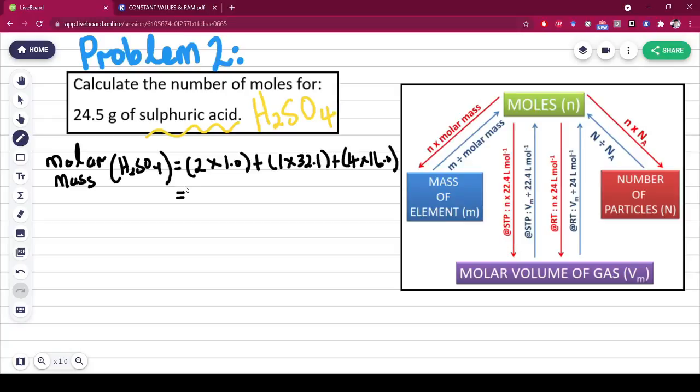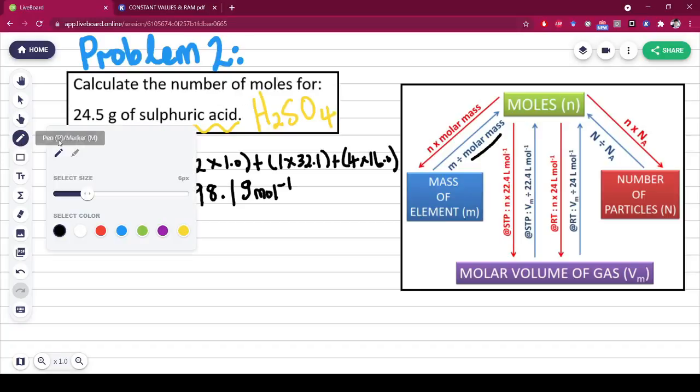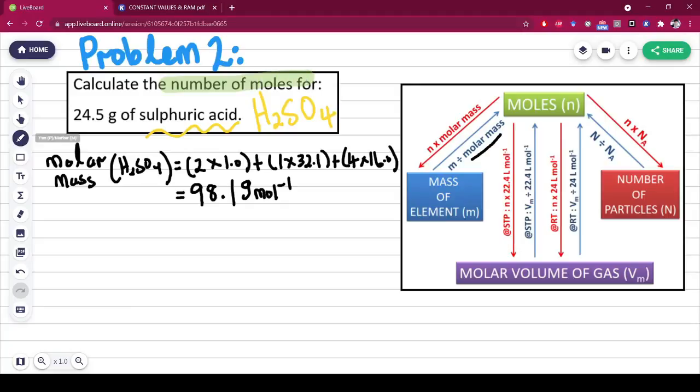4 times 16, you have 98.1 gram per mole. So that is the molar mass that we need for that. Remember, we're going to move from mass to mole because the question wants you to find a number of mole, just like what we have done in problem number 1. So this is what the question wants.